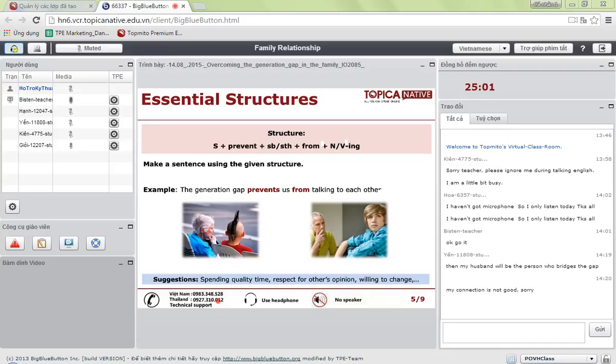And Gioy, can you please make the sentence for us? The generation gap prevent young people from respecting the old people idea. Can you say it again? Yes, the generation gap prevent young people from respecting the old people advice. Yeah, the generation gap prevents young people from respecting old people's advice. Yes, okay. Yeah, that's correct.